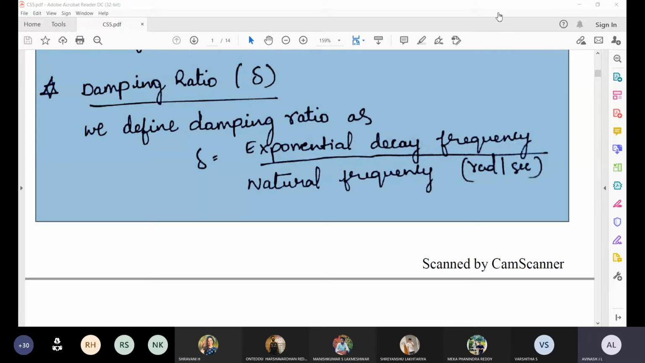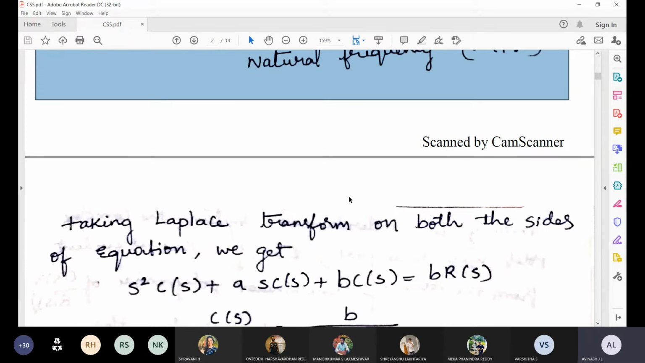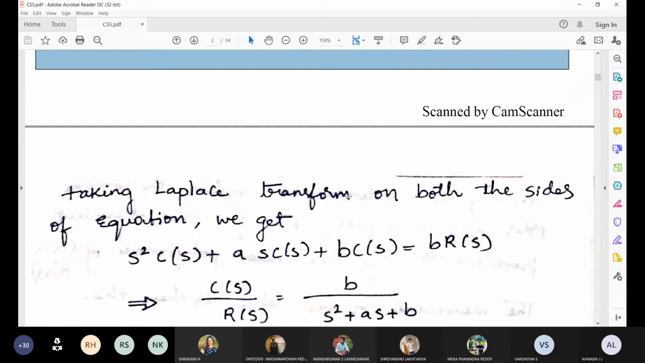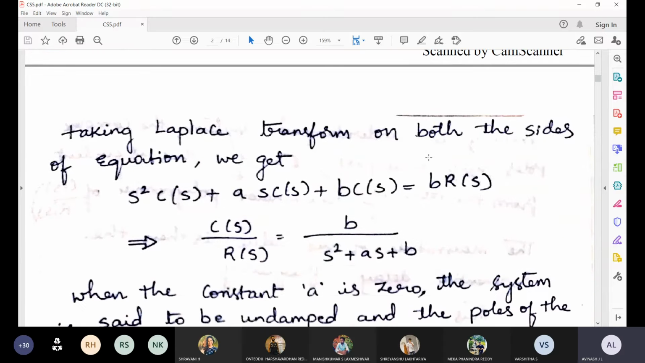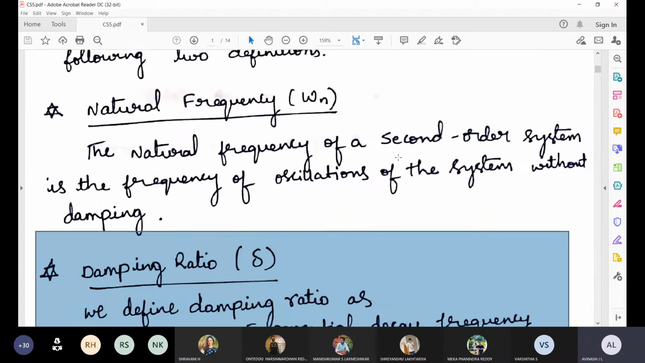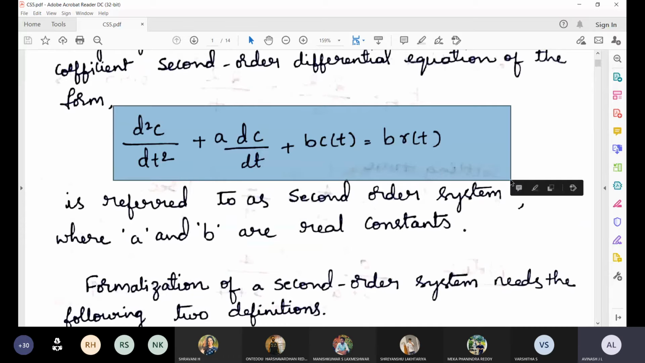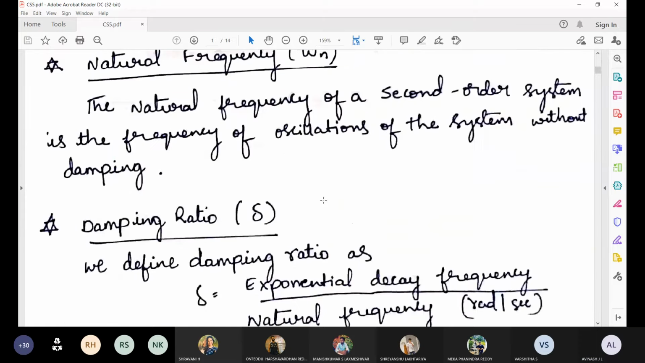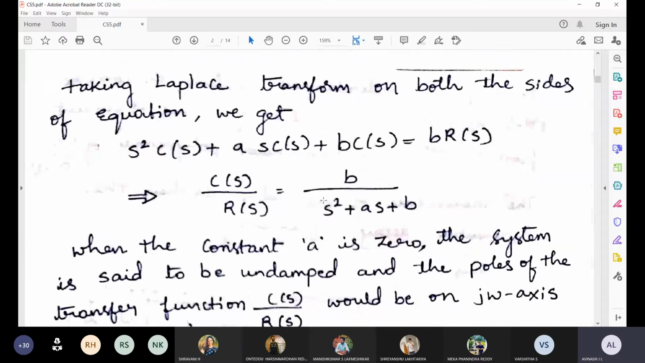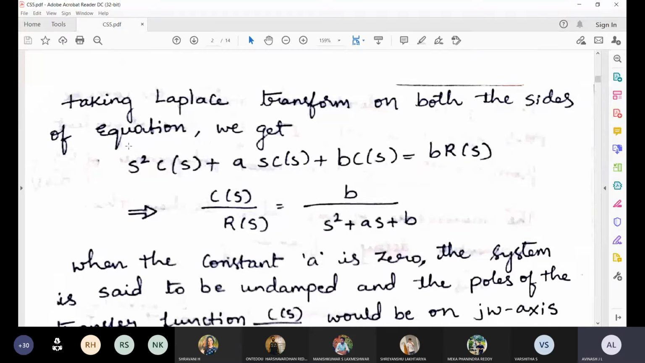So once you take this one, we'll go to the next thing, that is taking Laplace transform on both sides of the equation. So this is the equation, and for this particular equation we are taking the Laplace transform. So what is this particular Laplace transform? When you take the Laplace transform, we get this one.